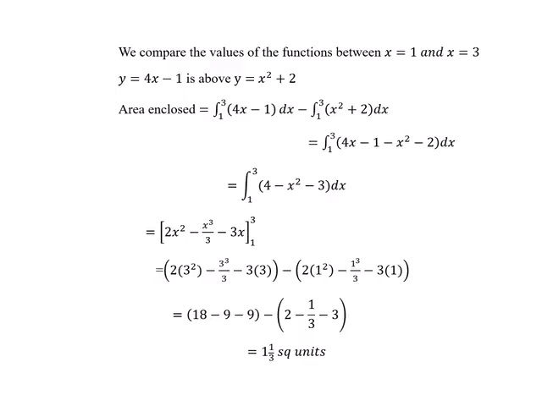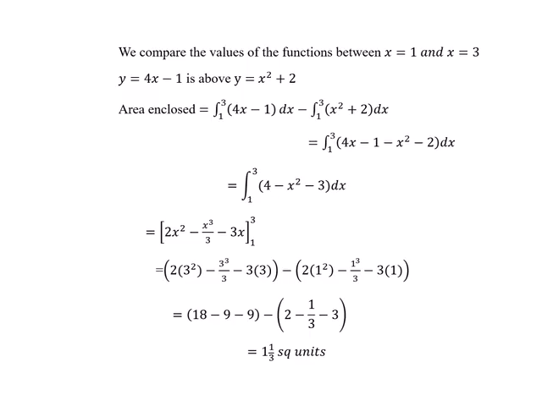Now this is it. We compare the value of the function between x equal to 1 and x equal to 3. y equal to 4x minus 1 is above y equal to x squared plus 2. So the line y is now above the curve y equal to x squared plus 2. So we now have it in this form.